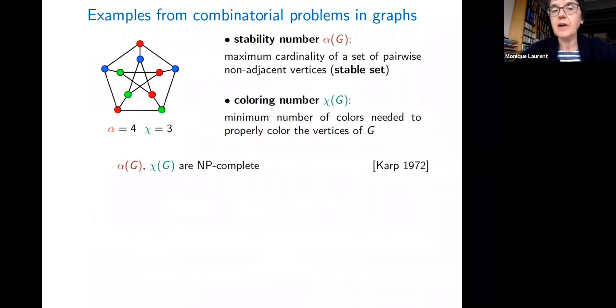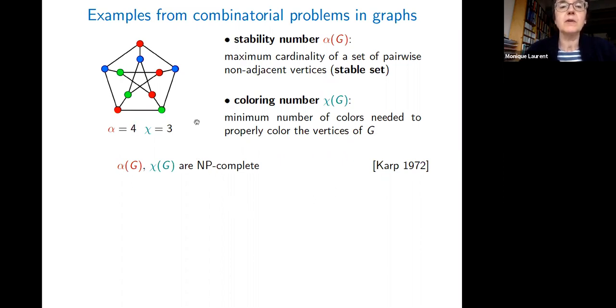Yet another class of examples come from combinatorial problems in graphs. So here we have a graph, and there are two parameters of interest, the stability number and the coloring number. So the stability number, usually denoted alpha of G, that's the maximum cardinality of a set of vertices which are pairwise not adjacent, and such a set of vertices is usually called a stable set of the graph. And the coloring number is the minimum number of colors that you need to properly color the vertices, which means that if two vertices are adjacent, they should get different colors.